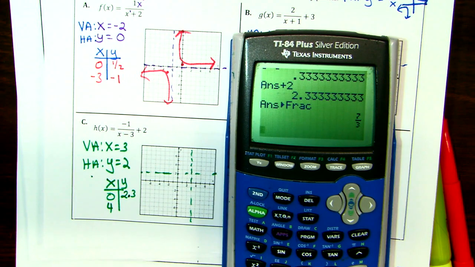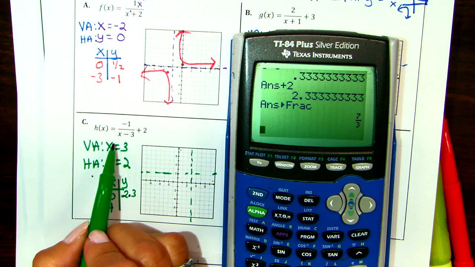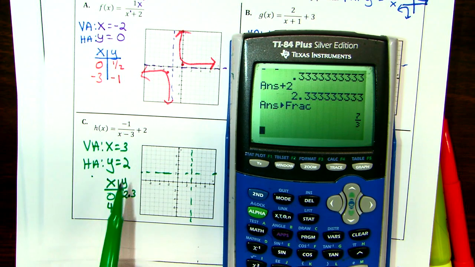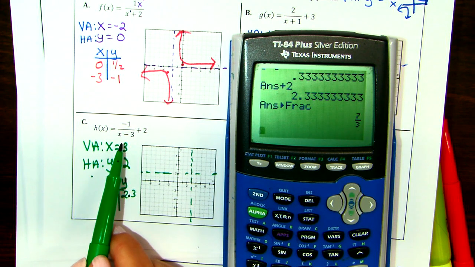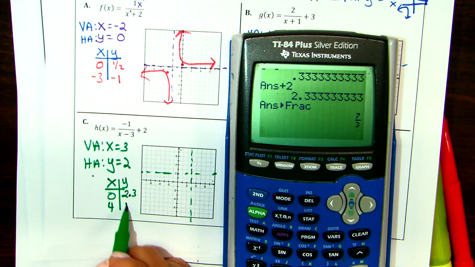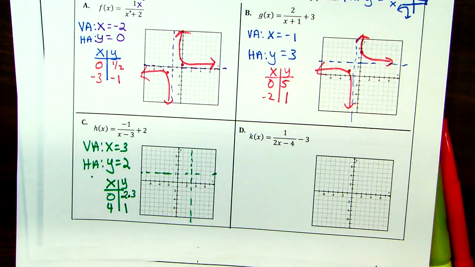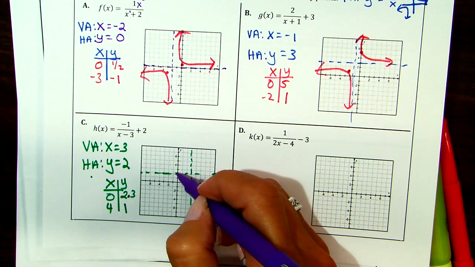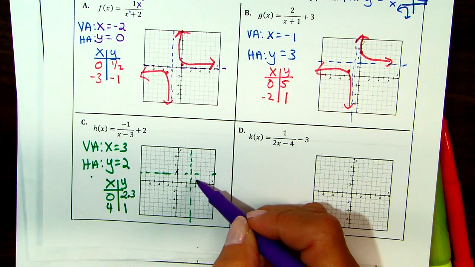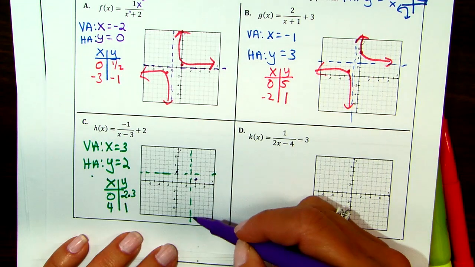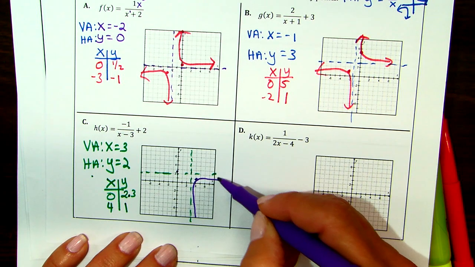And then -1 over -7. So, I'm sorry, when I plug a 4 in here, I get 1. So -1 over 1 is -1, plus 2 is 1. So 0, 2.3, right here, looks about right. And then 4, 1. So as predicted, our branches flipped.